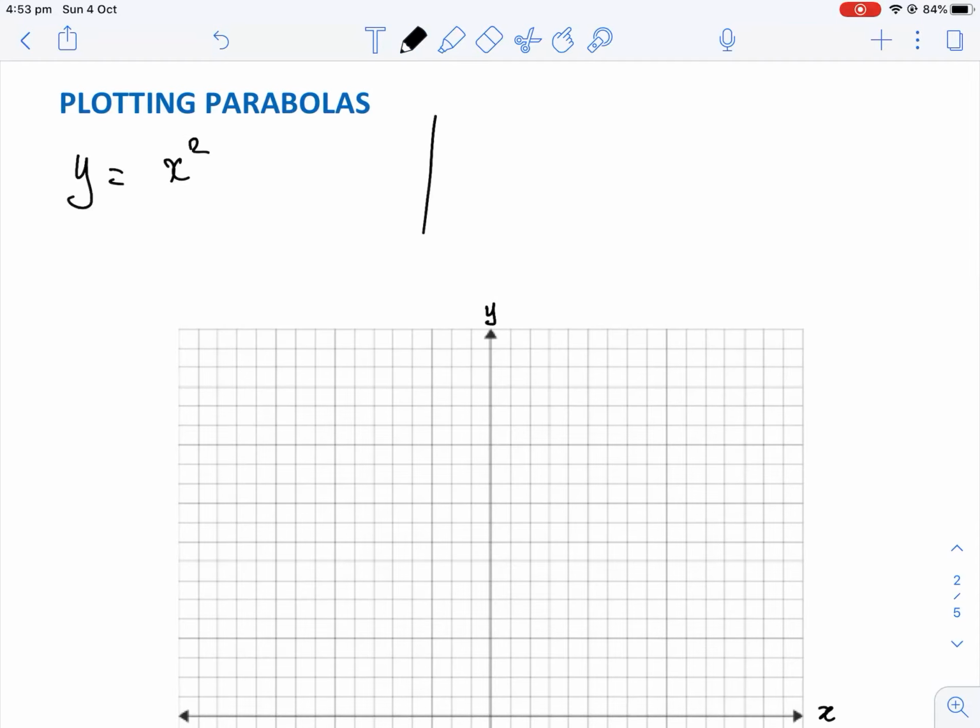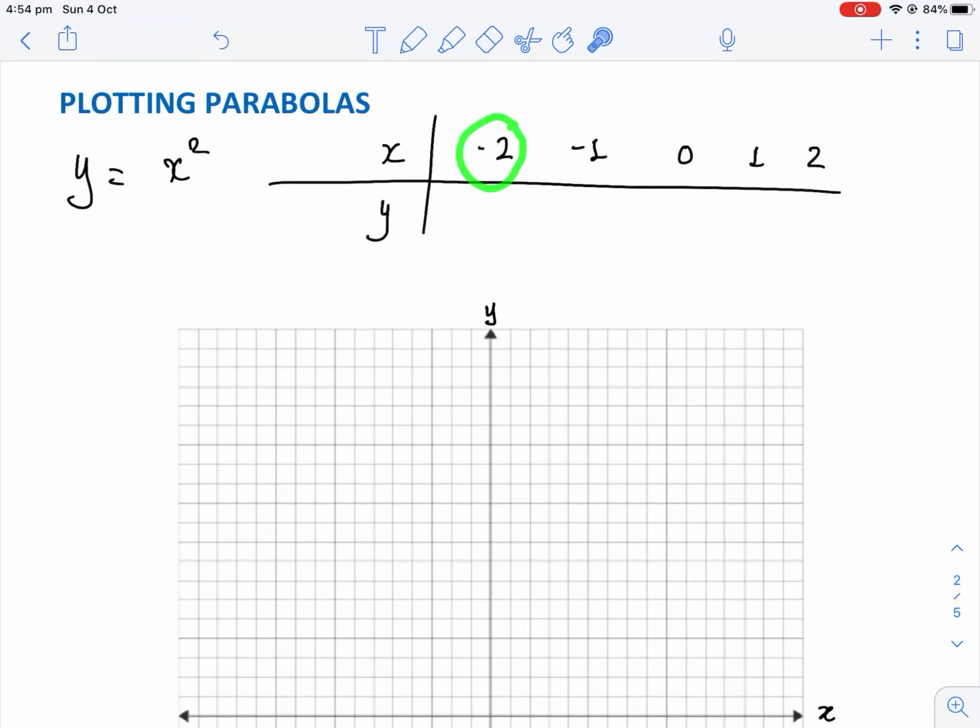What we do is make a table of values, x and y, and we choose some different values of x to calculate the value of y and plot them in the Cartesian plane. For example, I'm going to choose x as -2, -1, 0, 1, 2. If x equals -2, then I substitute back into here. It's going to be -2 squared, so it equals 4. And then this one is 1, 0, 1, 4.